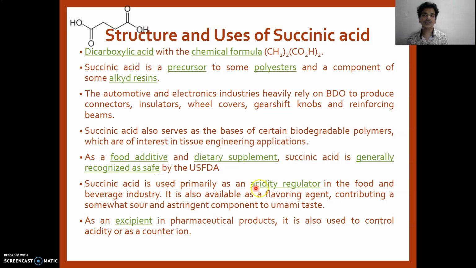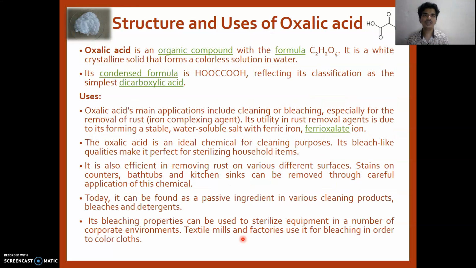Then succinic acid is used primarily as an acidity regulator in the food and beverage industries, and as a flavoring agent, contributing some of the astringent component of taste, that is, it has a specific taste. We can also identify it as an excipient in pharmaceutical products, used to control acidity. So these are the common uses.